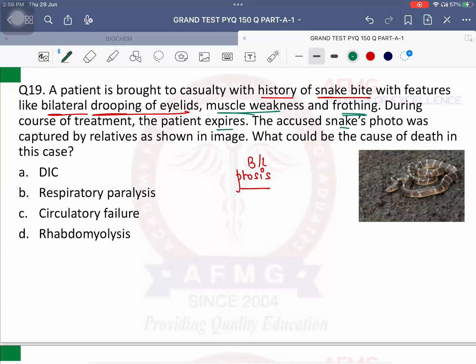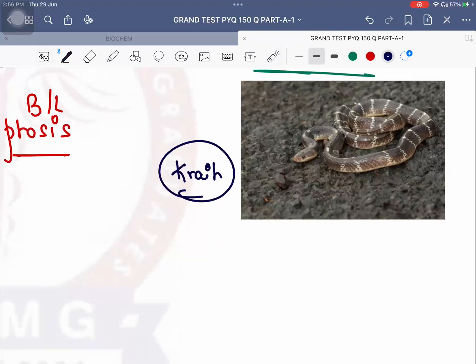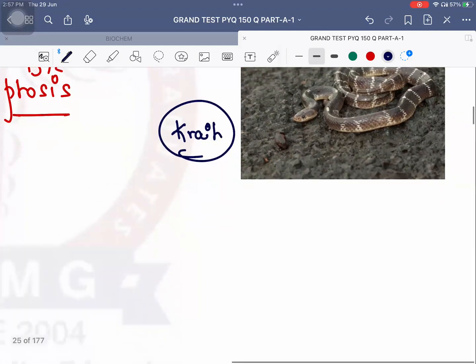The accused snake's photo was captured by relatives as shown in the image. What could be the cause of death in this case? What is the snake shown in the image? Very good. The snake shown in the image is a krait. If you see white and black bands, that is usually a krait. And krait and cobra both belong to which family?